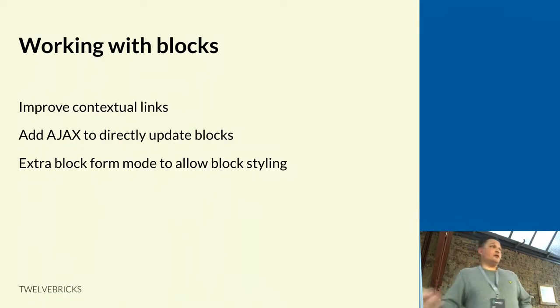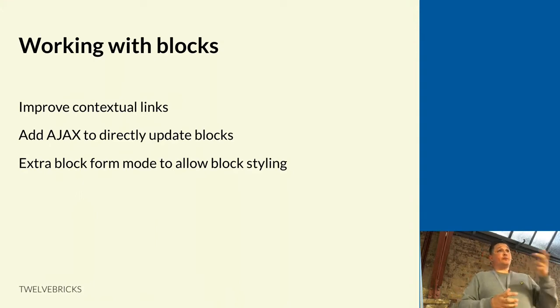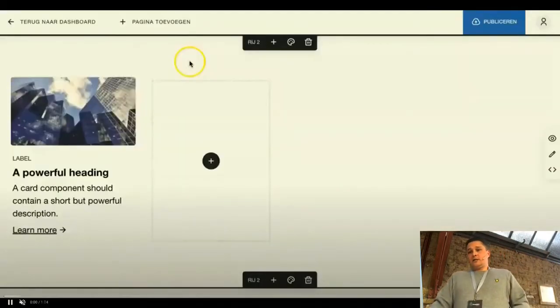When editing or deleting blocks, you can improve the contextual links a bit, so we did that through styling. We also added Ajax to directly update blocks, or directly push the changes you make in the block to Layout Builder. And we also added an extra block form mode to separate the block content from the block styling. So choosing whether to align something left or right is now on a different form than the place where you edit a title. And I also have a short demo video of that.